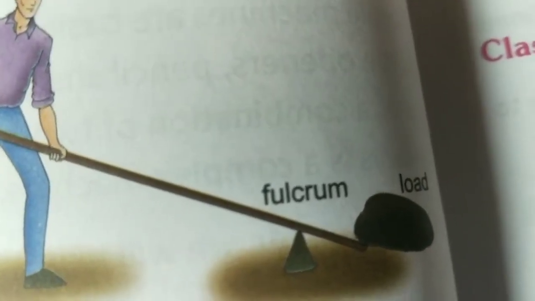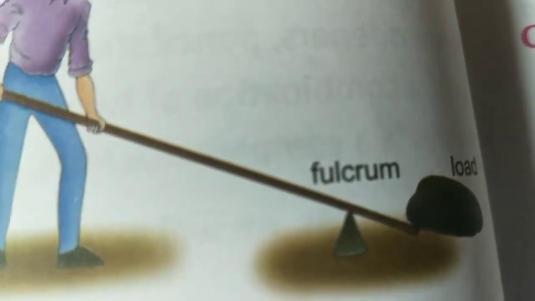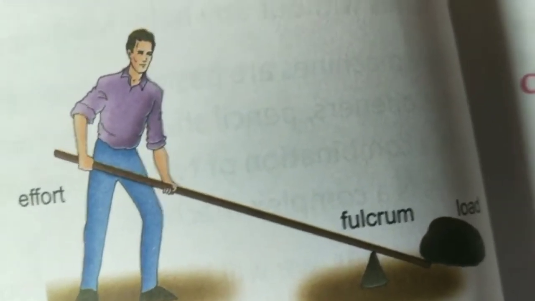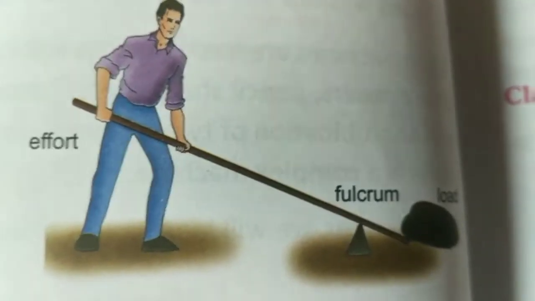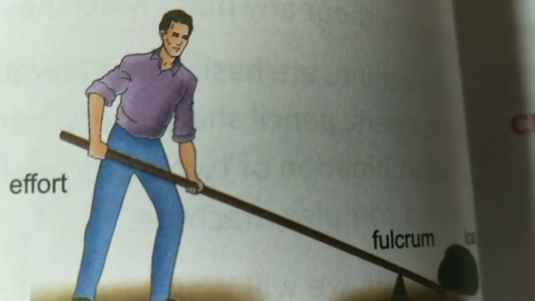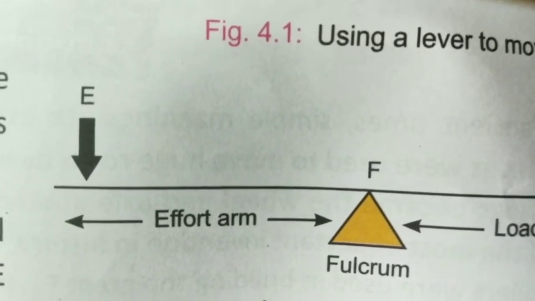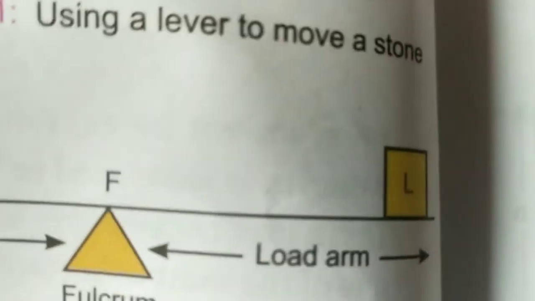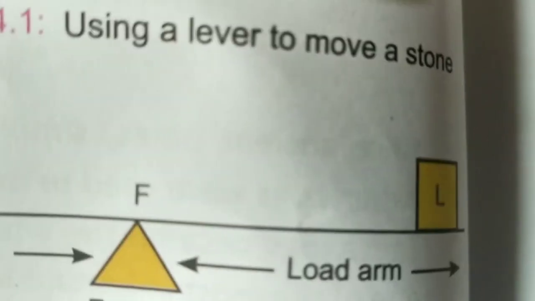So the fixed point is called the fulcrum. The object which is required to be lifted is called the load, and the force which we apply is called the effort. There are two ends of the lever. The distance between the fulcrum and the point where we are applying force is called the effort arm, and the distance from the fulcrum to the point where the load is, is called the load arm.